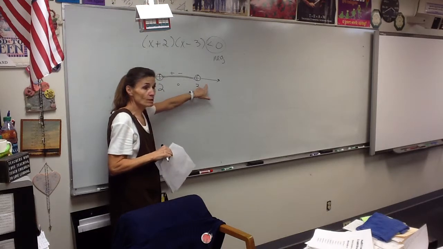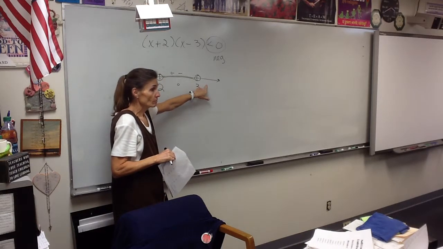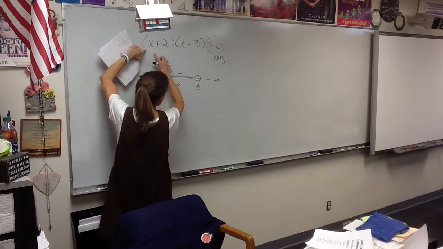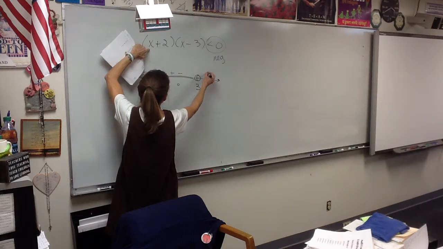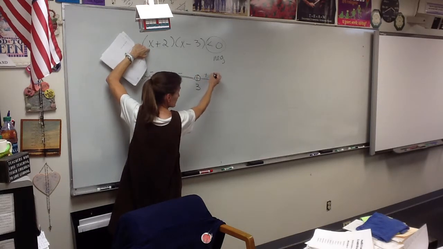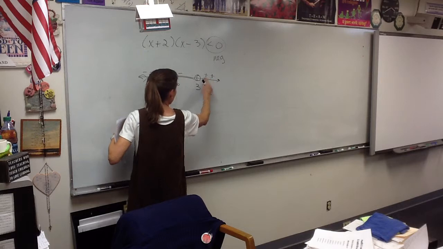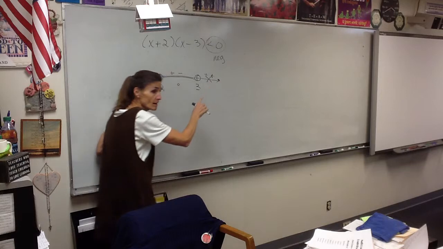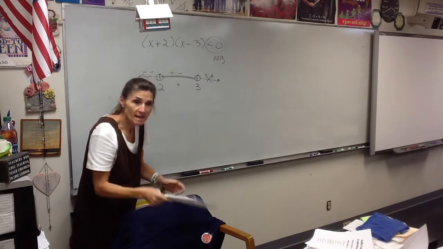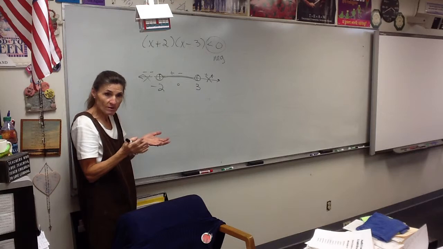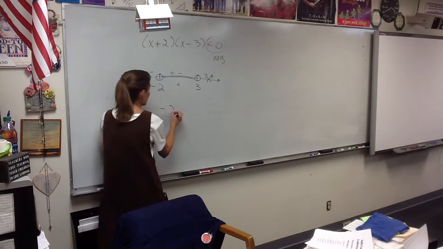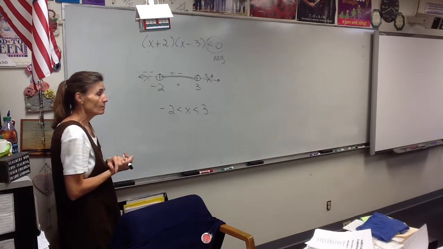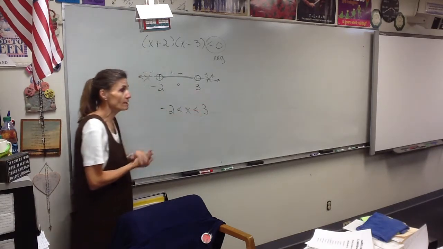Now I'm going to pick a number over here. Like 4. What happens to these parentheses when I put in 4? The first one is positive, and the second one is positive. When I multiply a positive times a positive, I do not get negative, right? So therefore, what is the answer to the question? The only part of the number line that worked was the part between -2 and 3. The numbers between -2 and 3.